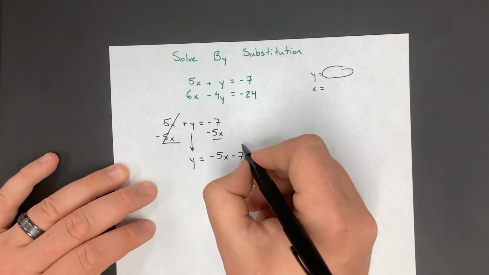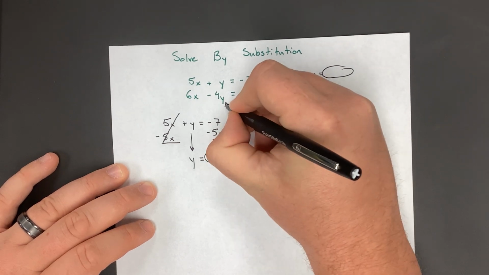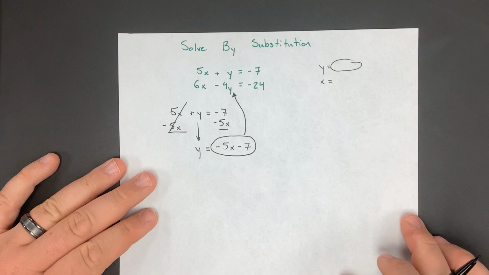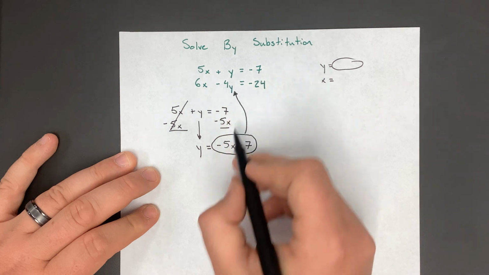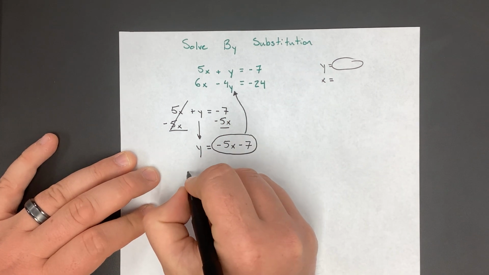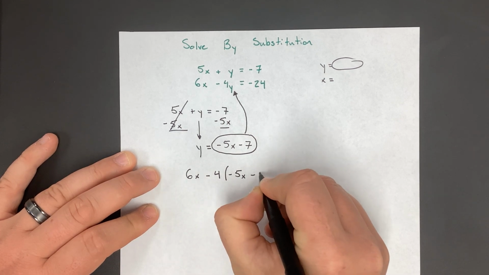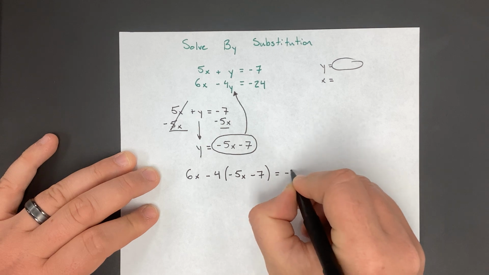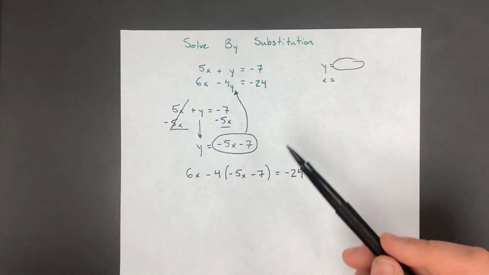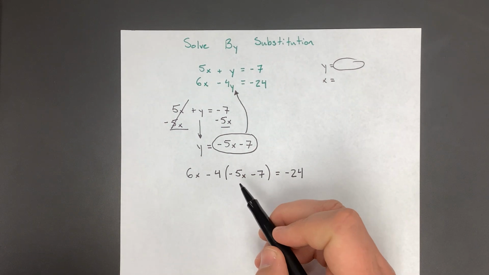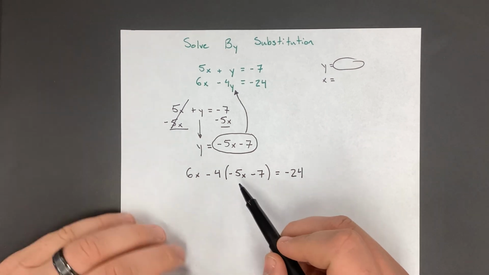Now I'm going to take what y is equal to and plug it in for y in the other equation. When I do that, I want to make sure I put parentheses around it. So I'm going to rewrite this other equation knowing that y is equal to negative 5x minus 7. Now I've essentially combined both equations into one equation with just one variable, my x. And because I have an equation with one variable, I can solve this equation for x.